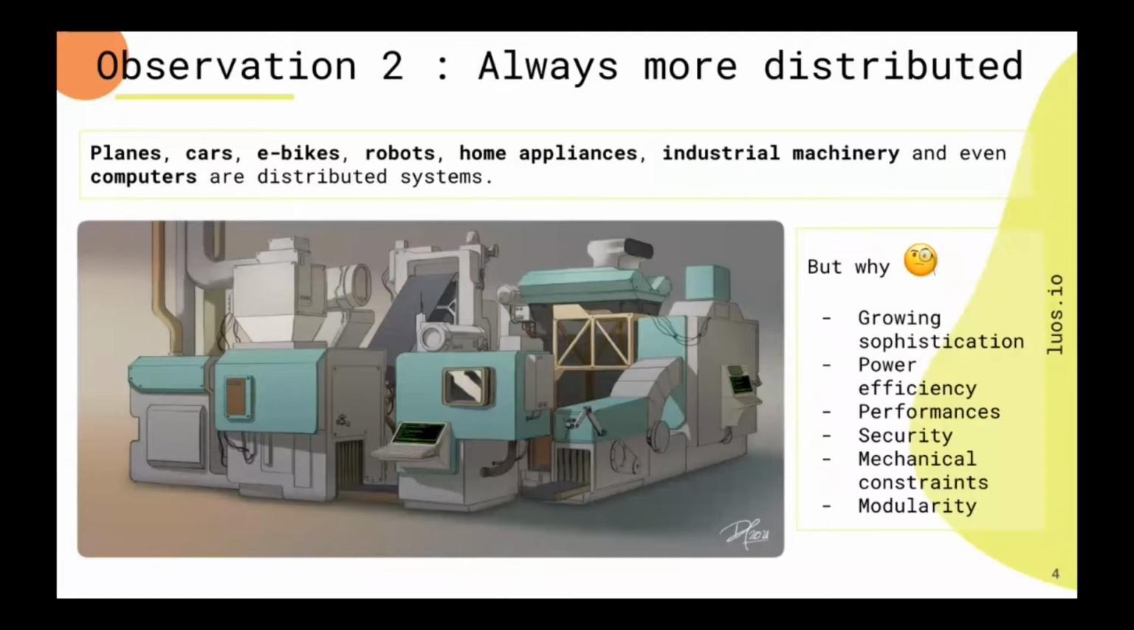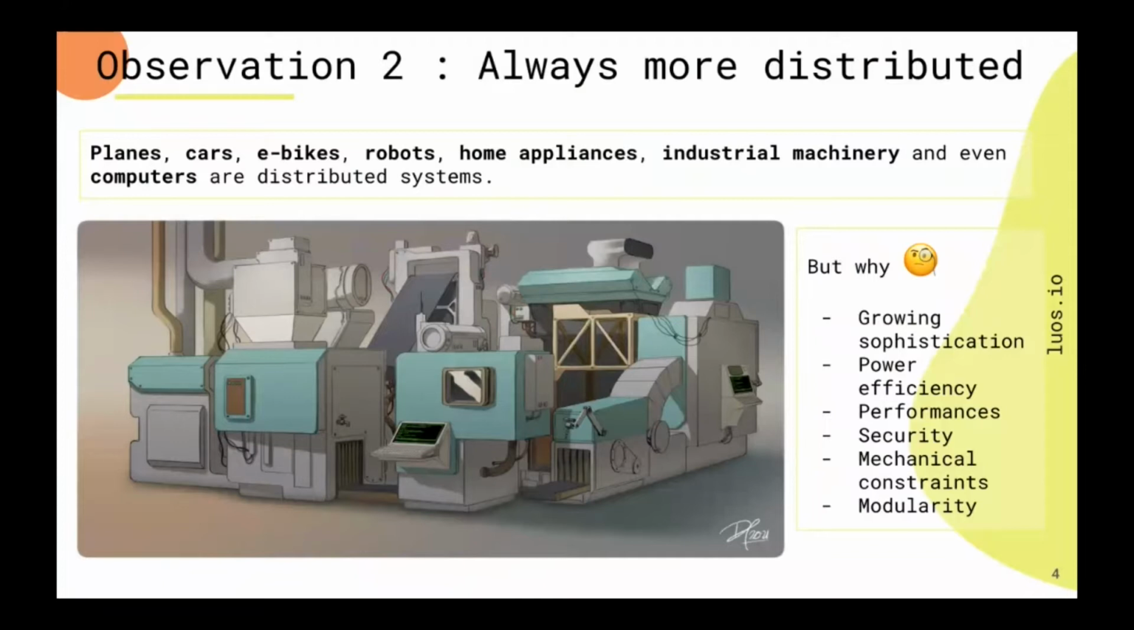Performance, of course, security, and mechanical constraints. For example, in robotics, when you need complex motor control close to the motor, and you have a lot of motors everywhere on the robot, you need the board to be mechanically close to the motor. And for modularity, of course. So there are a lot of different reasons why people use this kind of architecture.